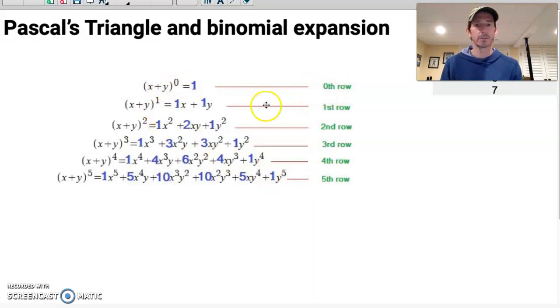The important thing to remember is this first row is a 0 row because anything to the 0 power is 1. This is the first row, and the first power just means this becomes 1x plus 1y. This is a basic quadratic. If I were to square this, you always get double what the x and y values are. And then we get into territory that we haven't seen as much, but we will.